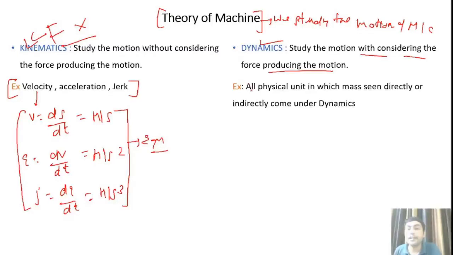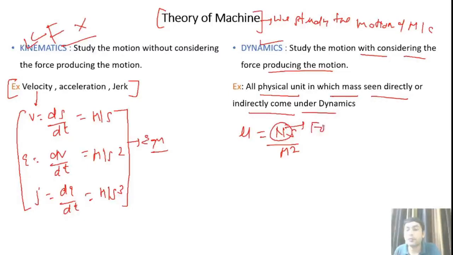Whereas in dynamics, all physical units in which mass is seen, directly or indirectly, come under dynamics. For example, viscosity. Now, what is the unit of viscosity? Newton second per meter square. You can see clearly here Newton is the unit of force. So viscosity comes under dynamics.